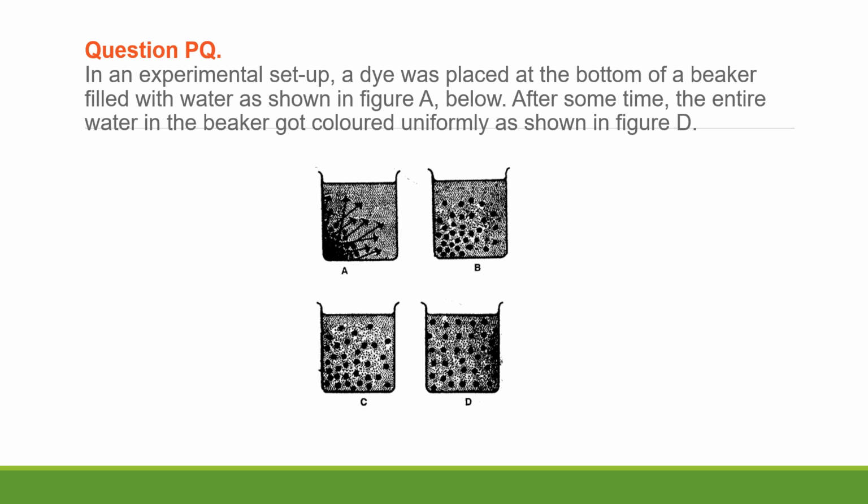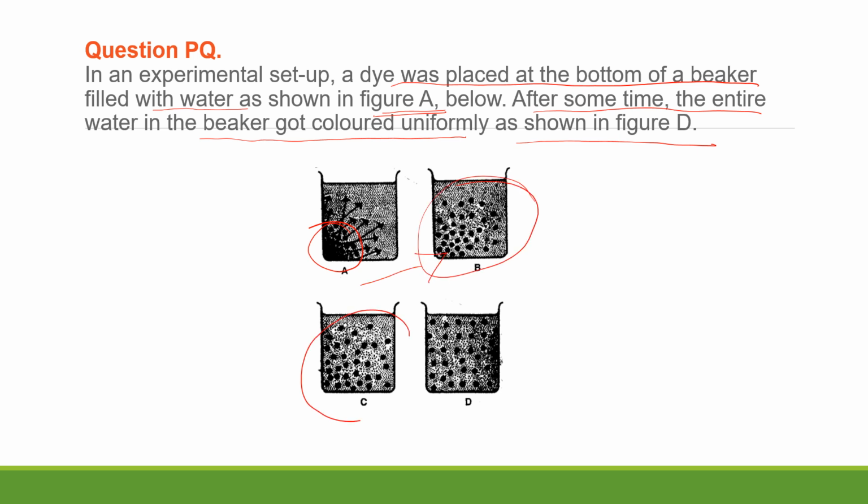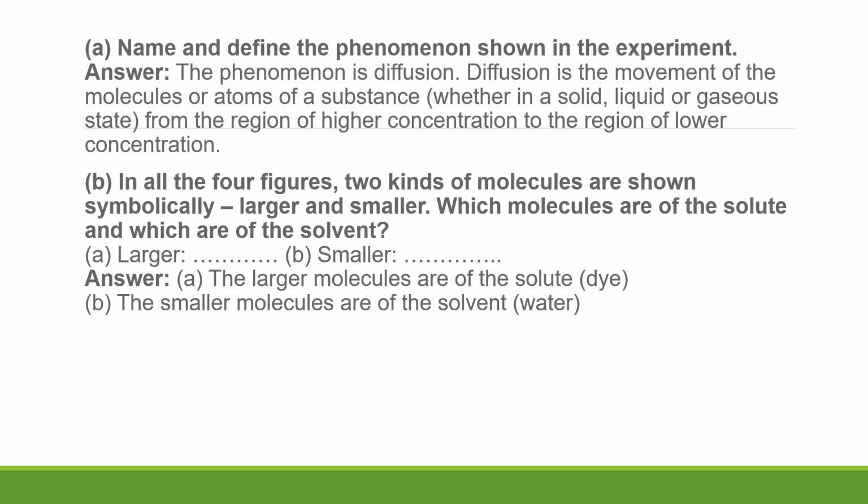Next comes the question. In an experimental setup, a dye was placed at the bottom of a beaker, and the beaker was filled with water as shown in figure A below. After some time, the entire water in the beaker got colored uniformly as shown in figure D. So gradually it started mixing in water. Then in figure D it has uniformly got mixed in water. So what is the question here? Name and define the phenomena shown in the experiment.